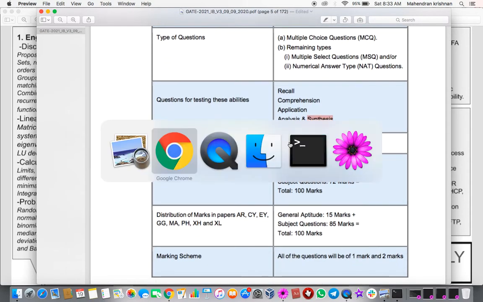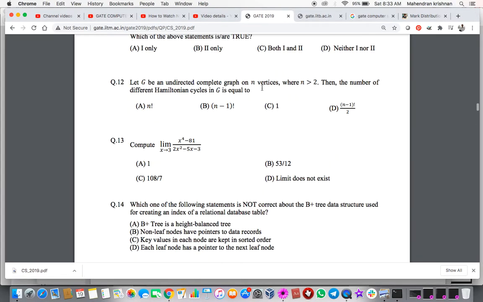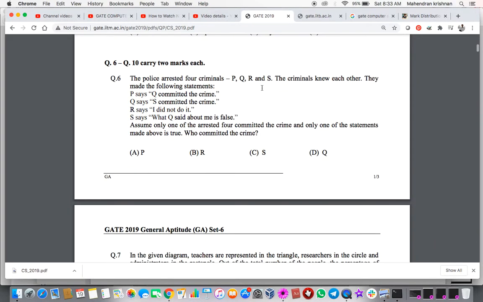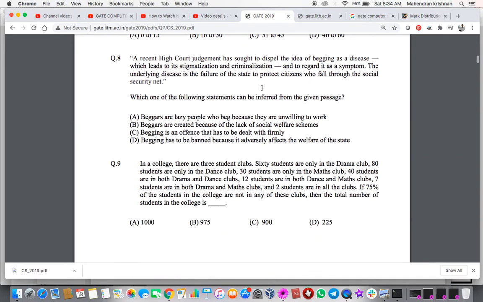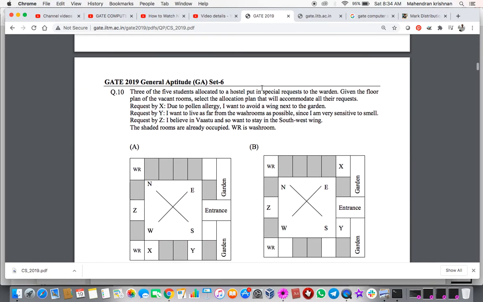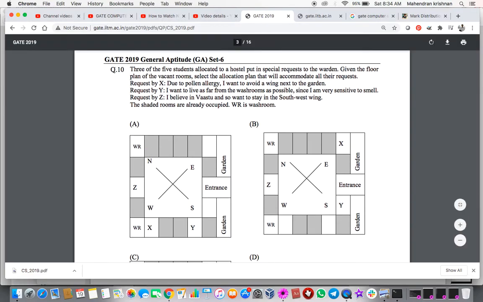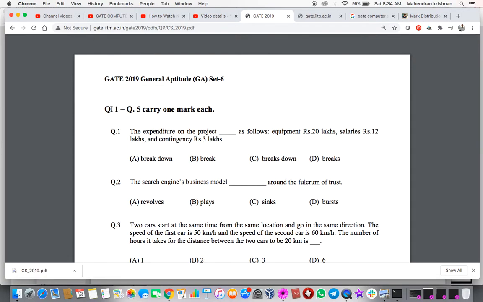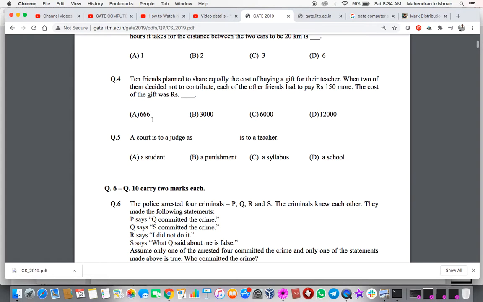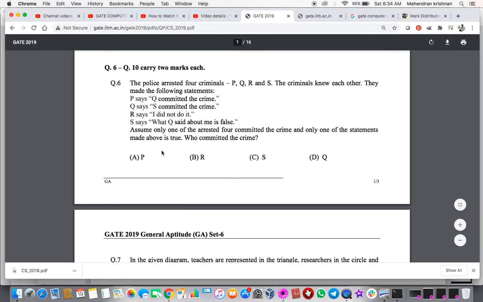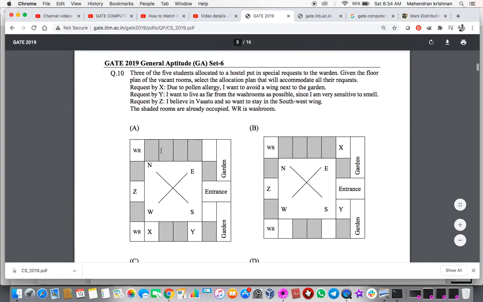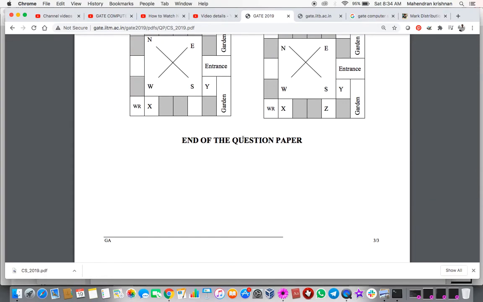We have 65 questions. Let me show. The first 10 questions are maths and English, and these carry 15 marks in total. 5 questions carry 1 mark, so 5 into 1 is 5 marks, and the questions 6 to 10 carry 2 marks each, so 5 into 2 is 10. That's all. 15 marks for maths and English, and this includes logical as well.